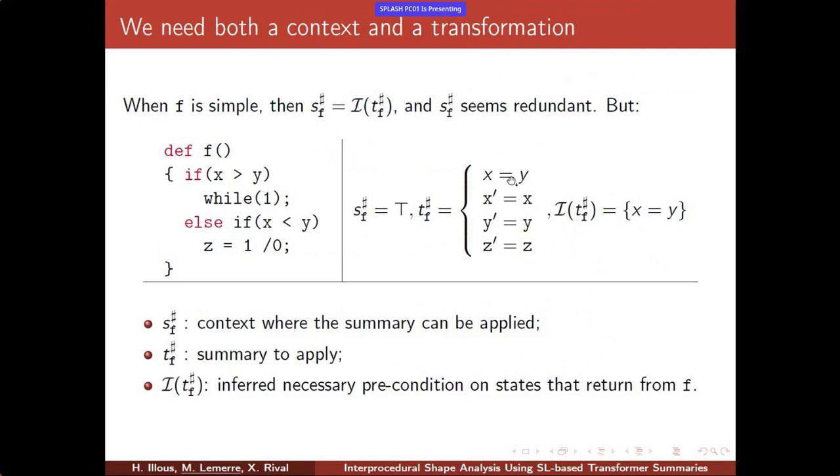So basically what this means is that our abstract transformation is able to infer some kind of precondition of what is necessary for the function to return. And in that sense, it's a bit similar to the abduction algorithm of Infer, for instance. So we need to have both. The abstract state describes the context where the summary can be applied, and the abstract transformation describes the precondition for the states to return. But you can also apply the summary even if the function does not return.